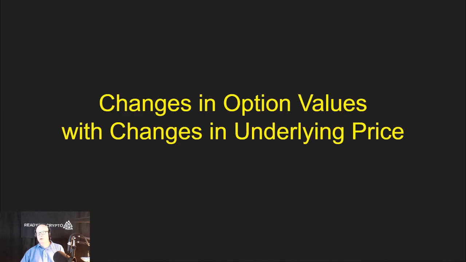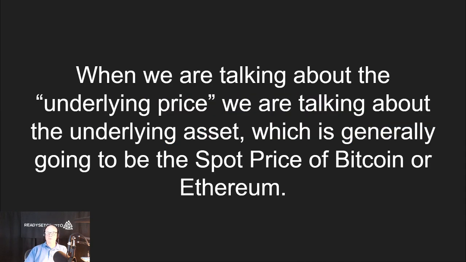Anybody have any other answers? Okay, getting some good answers in here. So when we're talking about the underlying price, we're talking about the underlying asset, the spot currency price, which is going to be the spot price of Bitcoin or the spot price of Ethereum. I don't care whether it's listed on Coinbase or Bitfinex. You will know what the spot price is on any exchange or broker that you trade options with. And I'll come back to that quiz question in just a second.